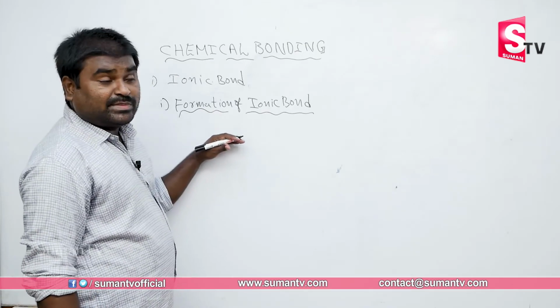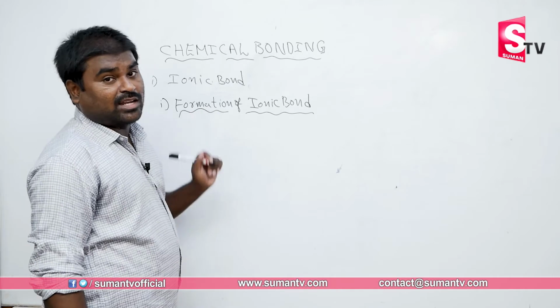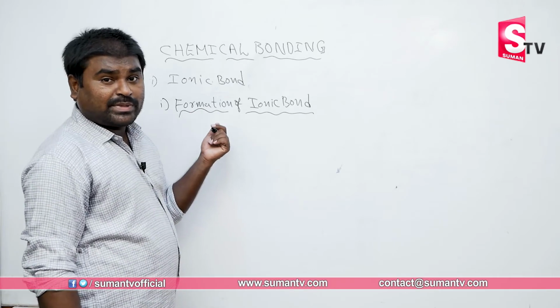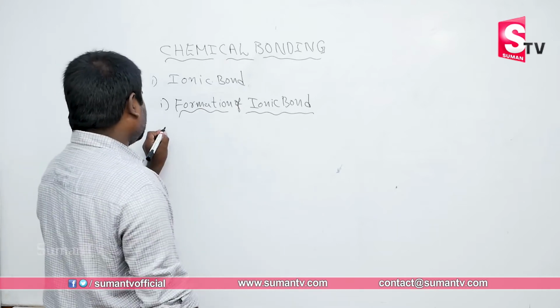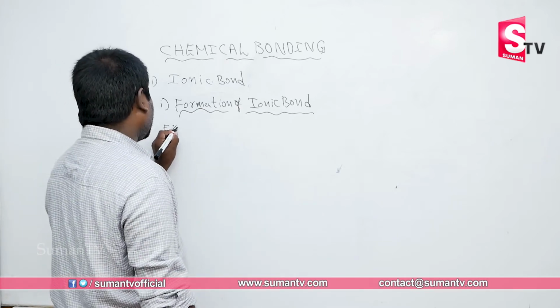Ions. Cations and anions are called ions. Only such types of elements will participate here. Which example comes under this, children? Sodium chloride. The first example, children, is sodium chloride.